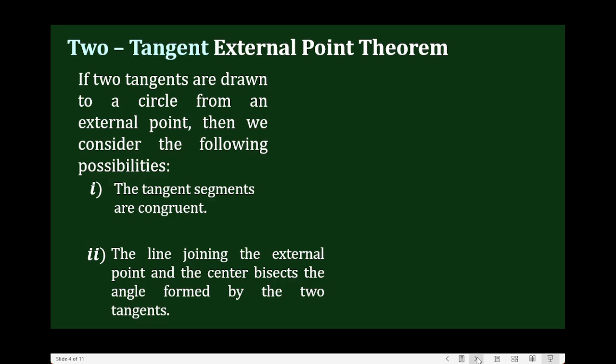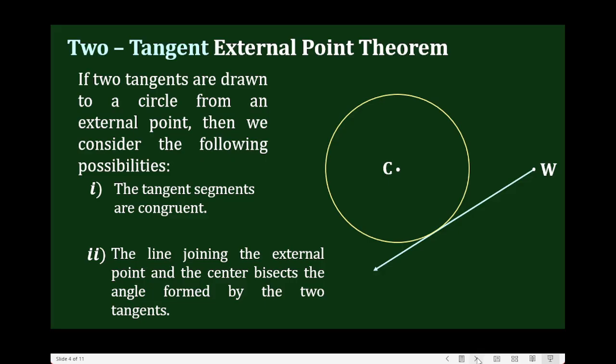To explain this further, let us again draw a circle whose center is at point C. So this circle is named as circle C. And we consider a point outside the circle, which is the external point W. At this point, we draw a tangent, and we name the point of tangency as point X. And from the same external point W, we draw another tangent, which is also touching the same circle at this point. And we name that as point Y.